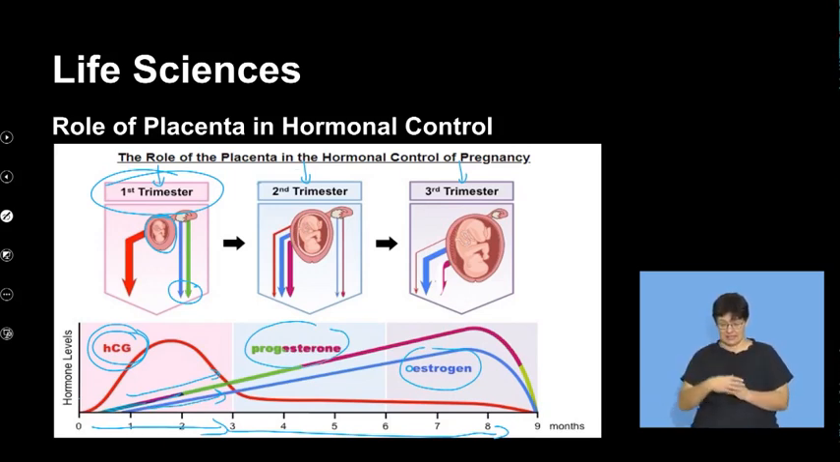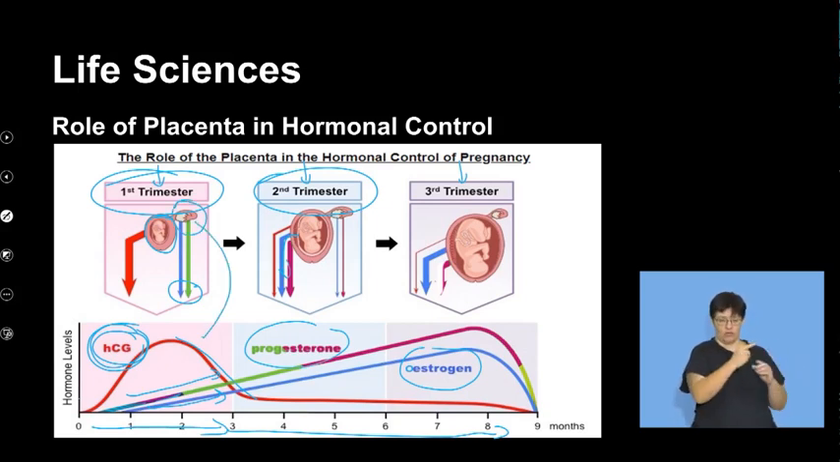When we look at the second trimester, we see that there is a decrease in the human chorionic gonadotrophin hormone, but we see a significant increase in progesterone and estrogen. Earlier on, in the first trimester, it was the ovaries that were responsible for the release of these hormones. However, in the second trimester, it is the development of the placenta that is responsible for the release of progesterone and estrogen.